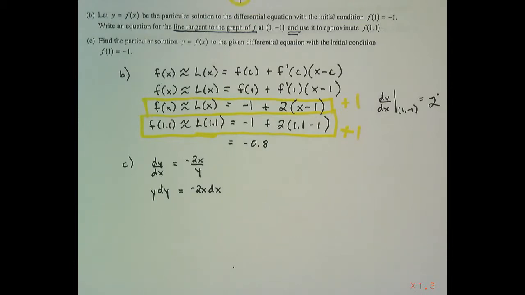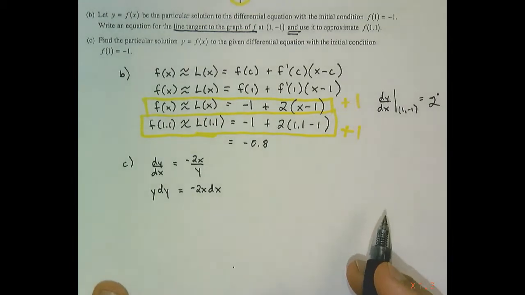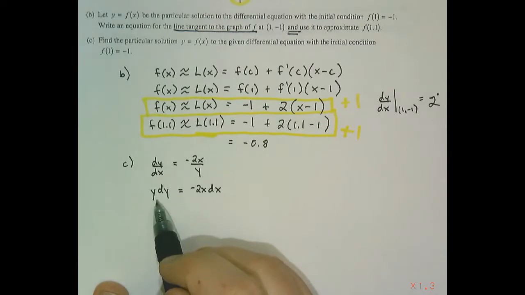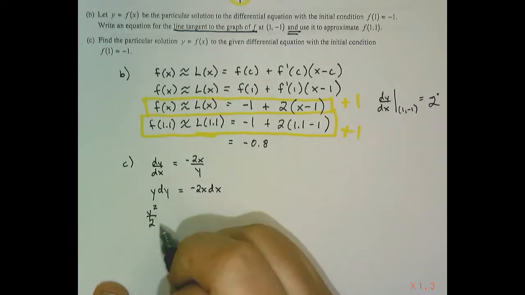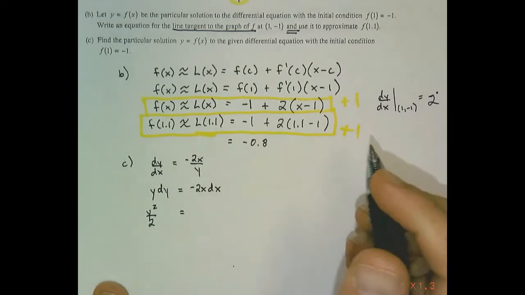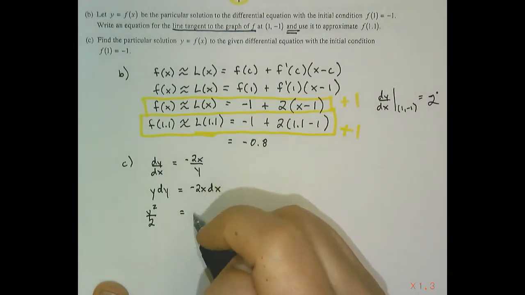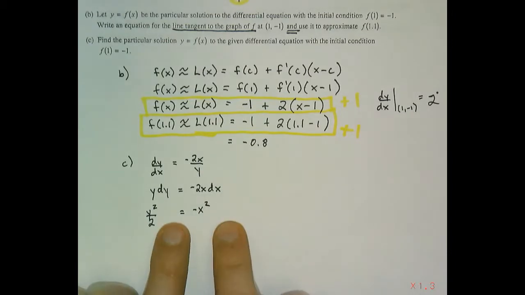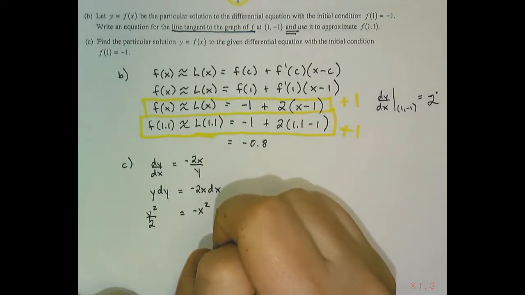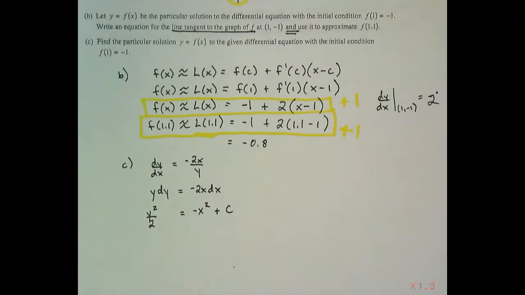From here, we want to take the antiderivative of both sides. The antiderivative of the left is y squared over 2. The antiderivative of the right is negative x squared. And both sides have a constant, but I'm going to combine those constants into 1 on the right-hand side.